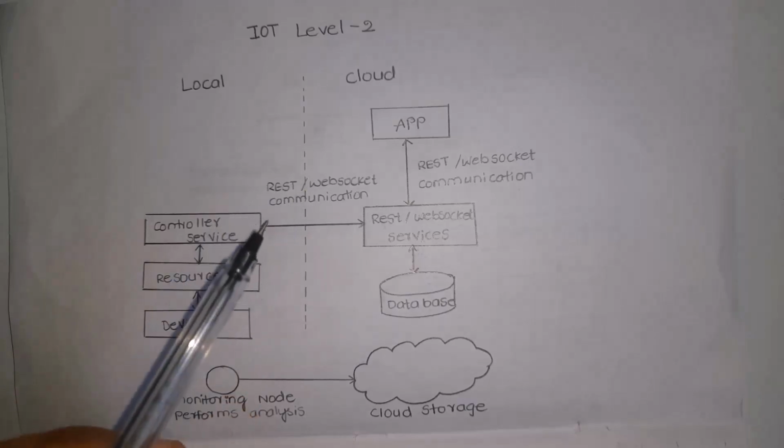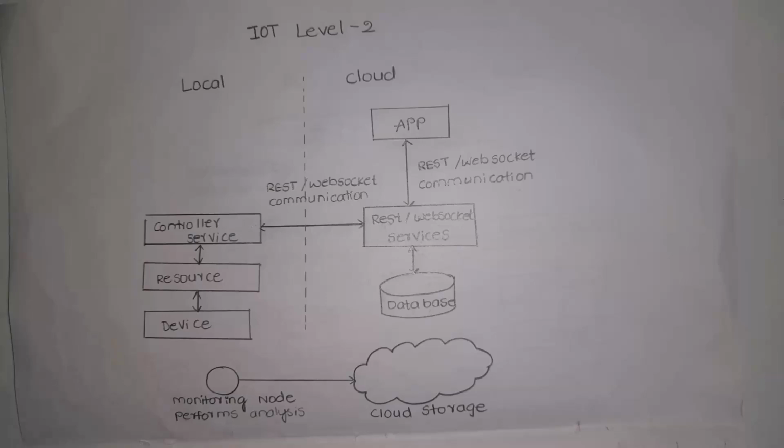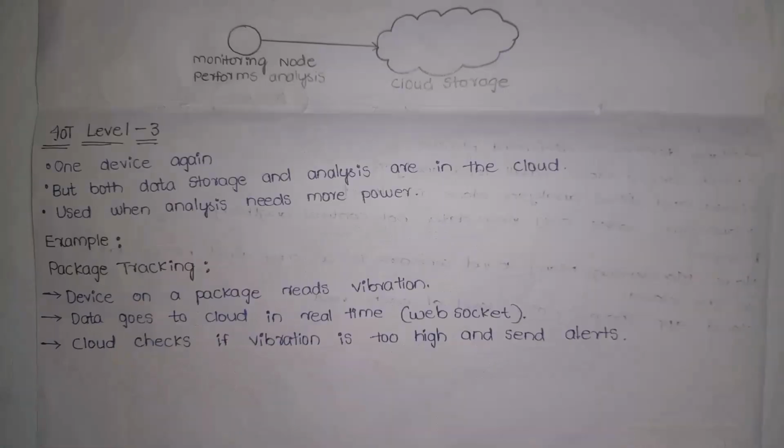By using these two communication models, all these three are connected to each other. This is all about IoT level 2. Next I will explain IoT level 3. Guys, even in level 3, there is only one single IoT device. Here in level 3, cloud will not only store data, but also analyze data.